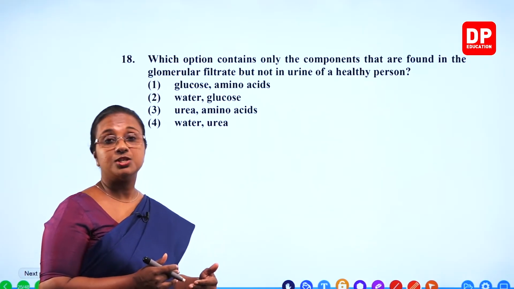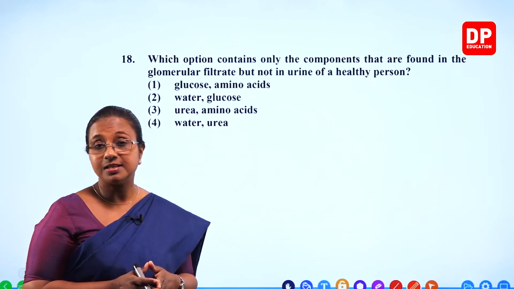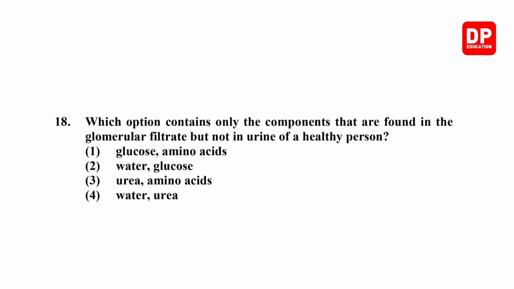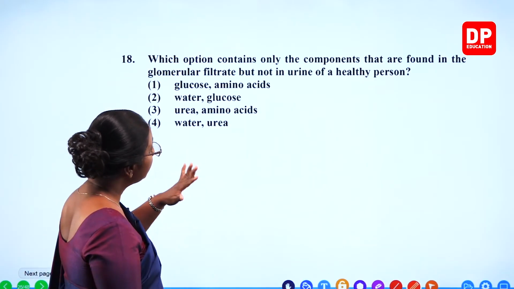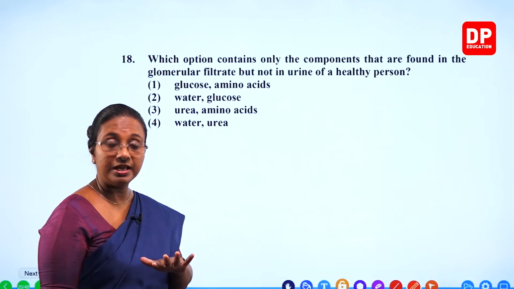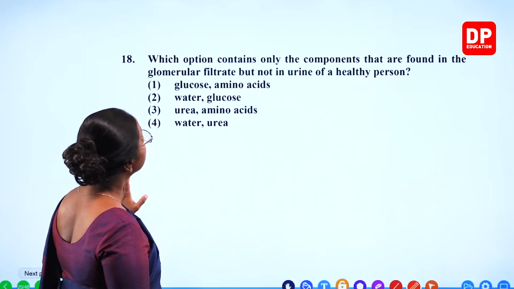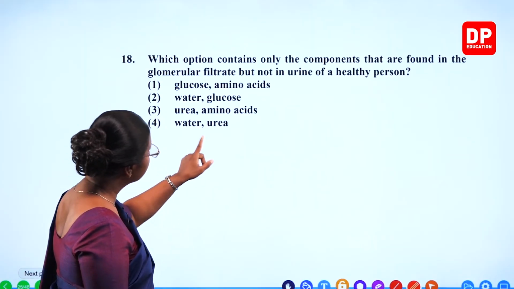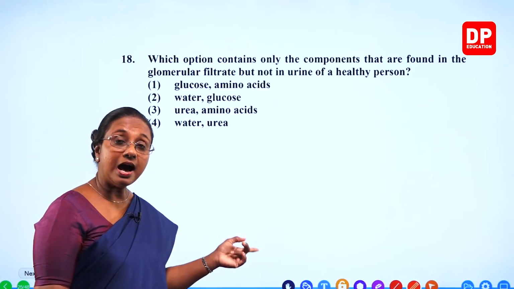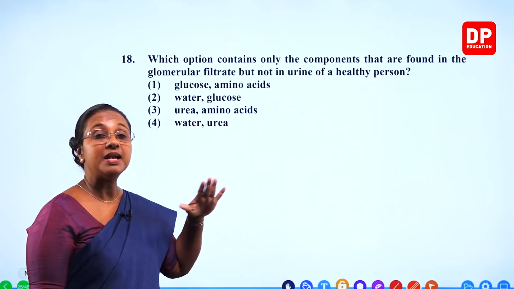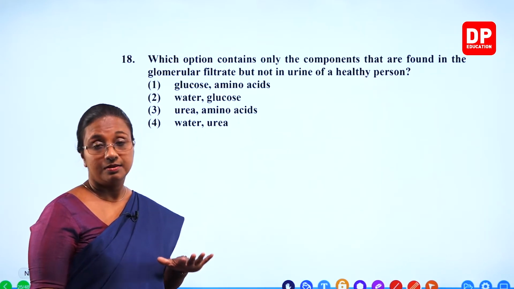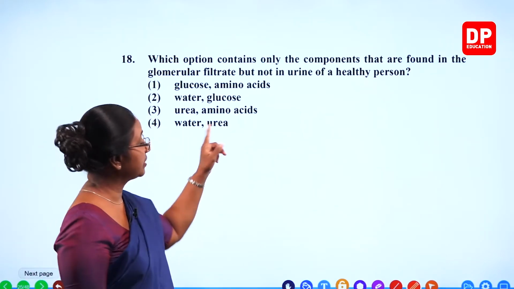In urine, the main constituent is water. Urea is the nitrogenous waste product. So again, if you read the question, students, which option contains only the components that are found in the glomerular filtrate but not in the urine? So it should not be there in urine. It should be present in the glomerular filtrate. So if you look at the answers, first one, glucose and amino acid, yes, they are present in glomerular filtrate, but they cannot be present in the urine of a healthy person. Both glucose and amino acid.